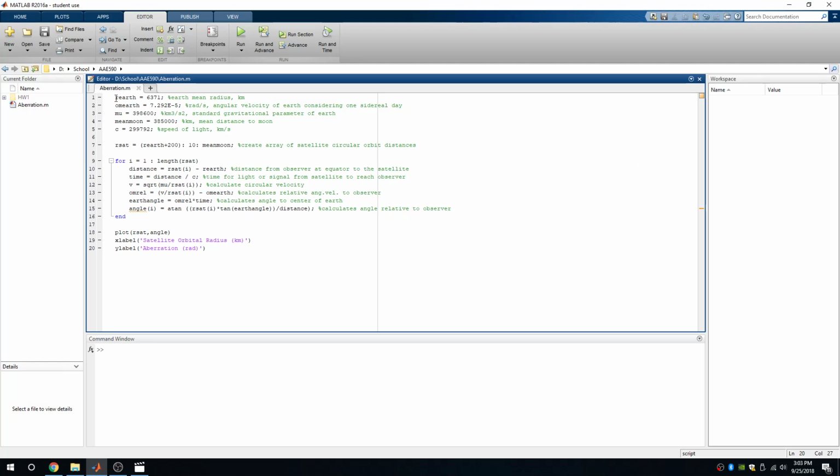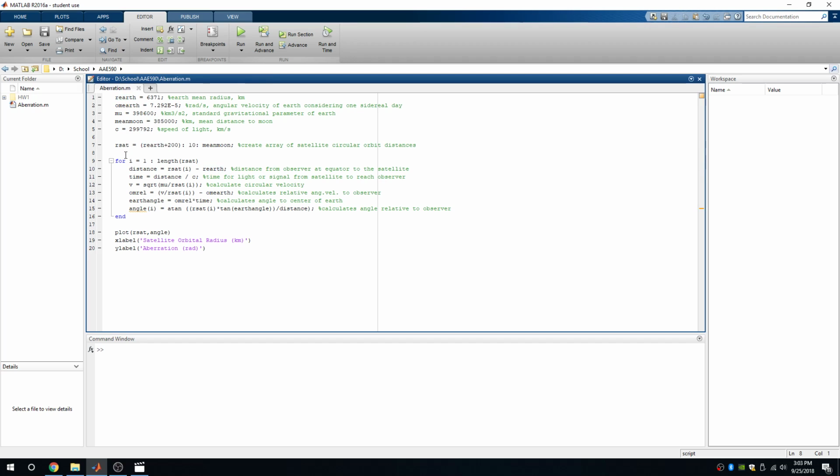To achieve this, I used the Earth's mean radius for an observer at sea level, probably at the equator. I used the angular velocity of the Earth because that's going to be taken into account later when we calculate the difference between the angular velocities of a satellite and the observer. The Earth's gravitational parameter, the mean moon distance, just as a cap for this range of what I calculate, and then c for the speed of light.